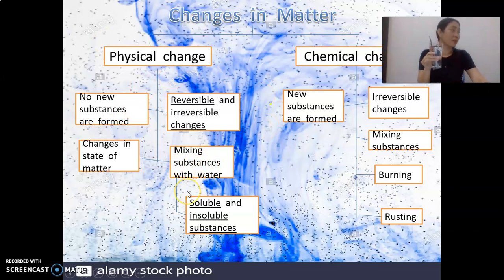So substances, these are examples of substances: baby powder, sugar, coffee, salt, pepper, flour. So that are substances. Later I will show.